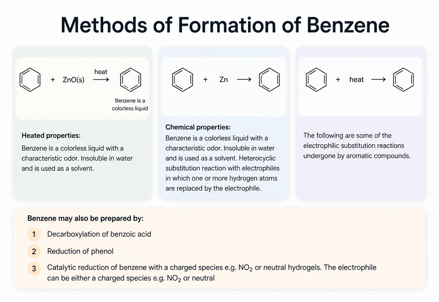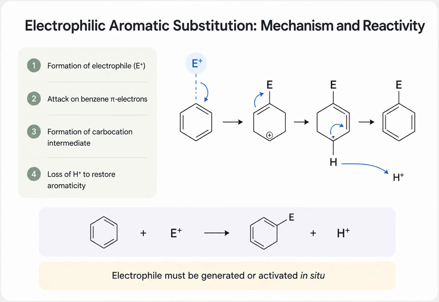Now we're moving into the detailed mechanism of electrophilic aromatic substitution. This is a 2-stage process. First, the electrophile, the electron-loving species, must be generated or activated. Then it attacks the pi electrons of the benzene ring, creating a carbocation intermediate. Finally, the system restores aromaticity by losing a proton. The key insight here is that the aromatic ring acts as a nucleophile, attacking the electrophile. This is fundamentally different from aliphatic chemistry because the benzene ring's stability depends on maintaining that 6-pi electron system.